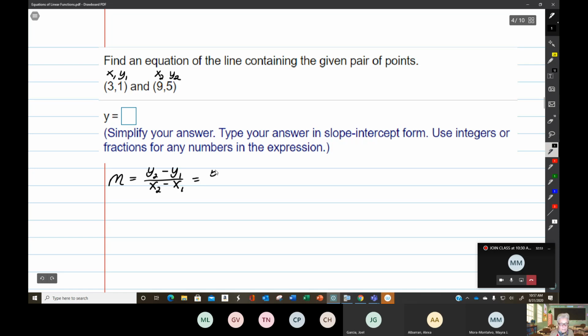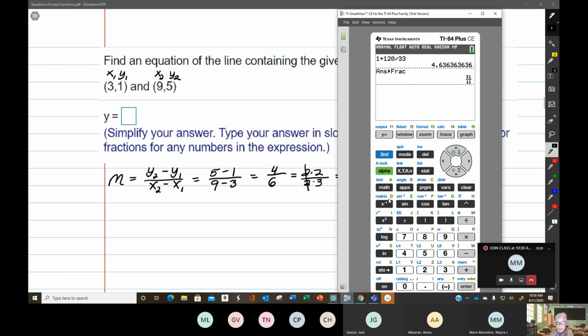So I will have 5 minus 1 over 9 minus 3, and that will be 4 over 6, and that reduces. 4 is 2 times 2, 6 is 2 times 3. The 2's cancel, and your answer is 2/3. But your calculator will do it for you. Let's do it.